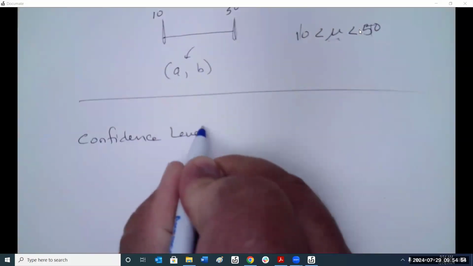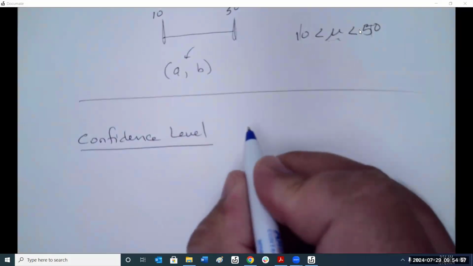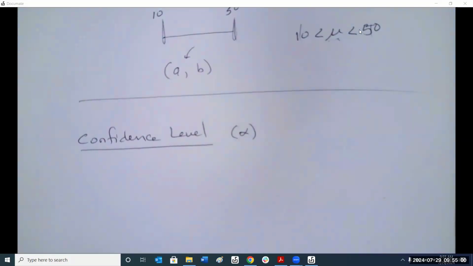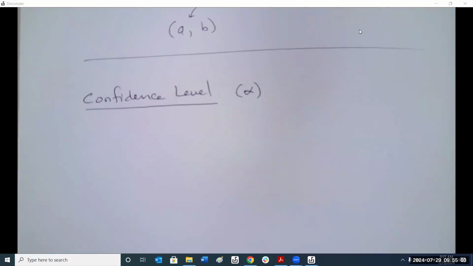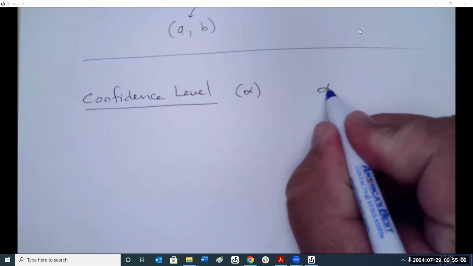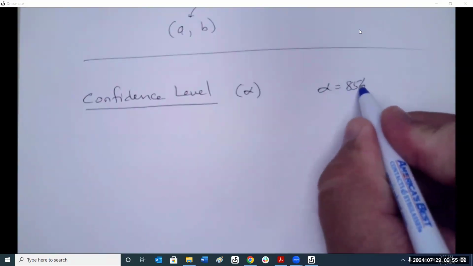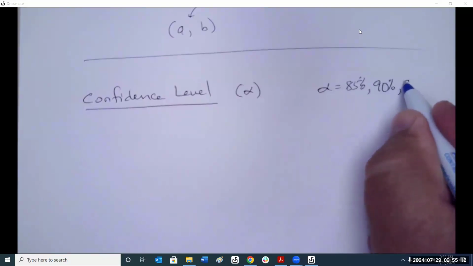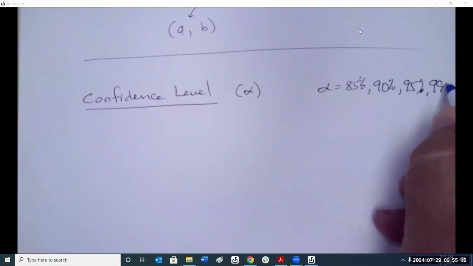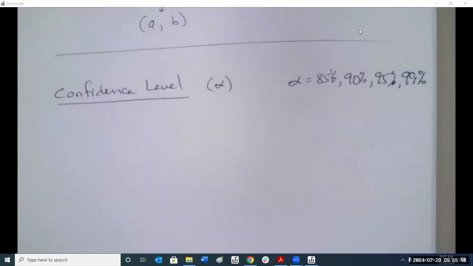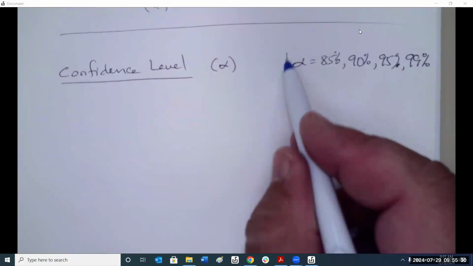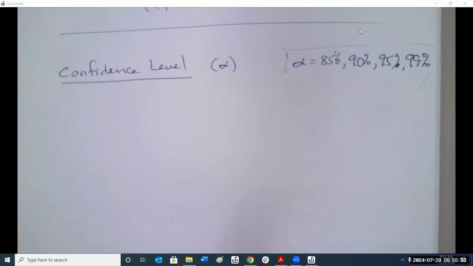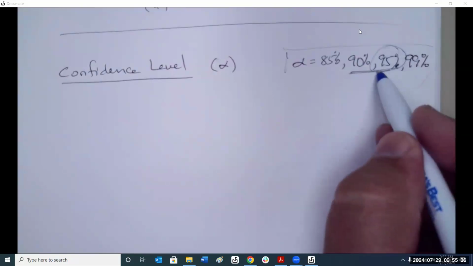The confidence level is the alpha. Usually the alpha used to be 85%, 90%, 95%, or 99%. It's just how confident are you that your answers are going to say that the population is between these levels, these intervals. So we use those. And in this course, we mostly use 95, but sometimes we use 90.